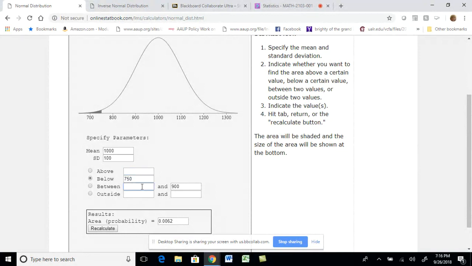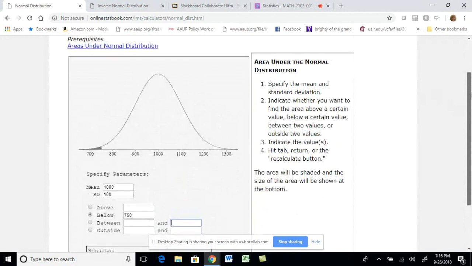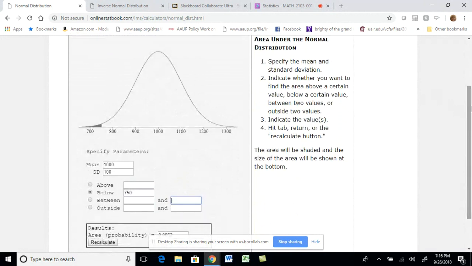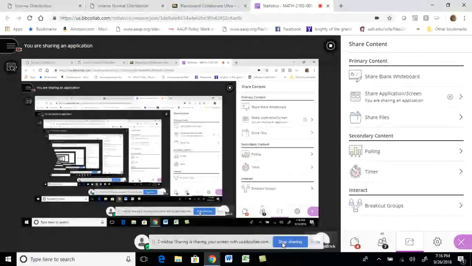Okay, so that's all you have to do for probability or area, is use this online normal calculator, areas under a normal distribution. Now, you asked me about the percentile, so let's do a problem like that. Let me go back to the whiteboard.